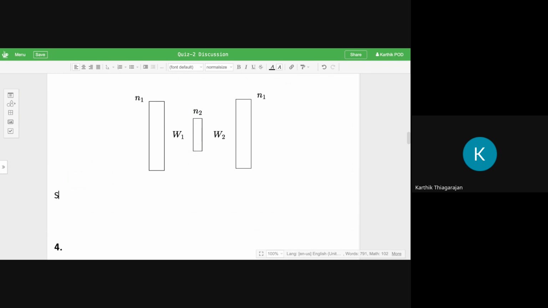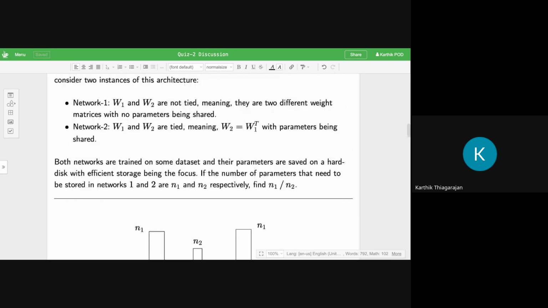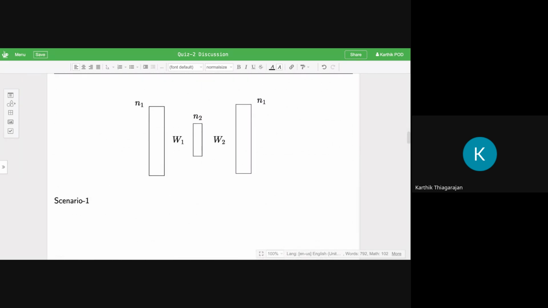So scenario one is the weights are not tied, meaning you have two different weight matrices. In scenario one, what will happen? You'll have N1 into N2 weights between the input and the first hidden layer, and you will have N2 into N1. No biases. Therefore, you'll have to store these many parameters, so this is the total number of parameters together. Okay, and this is scenario one.